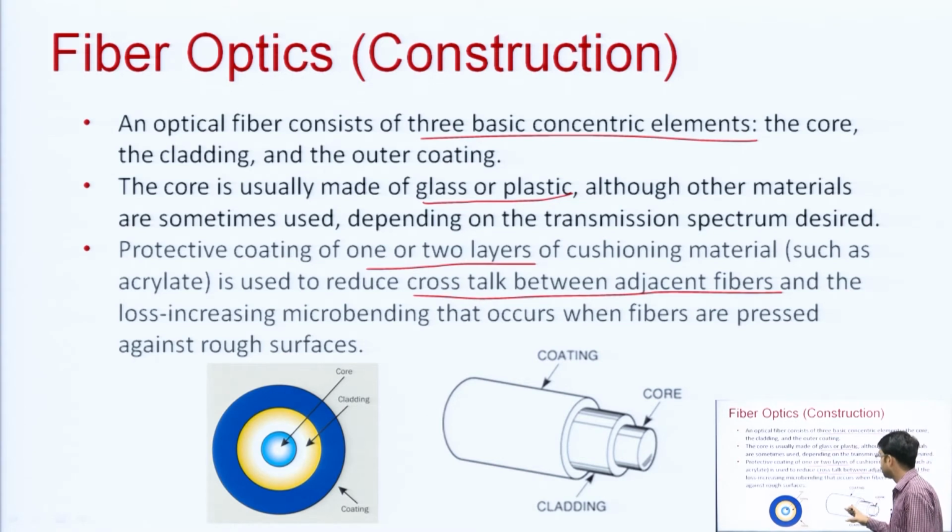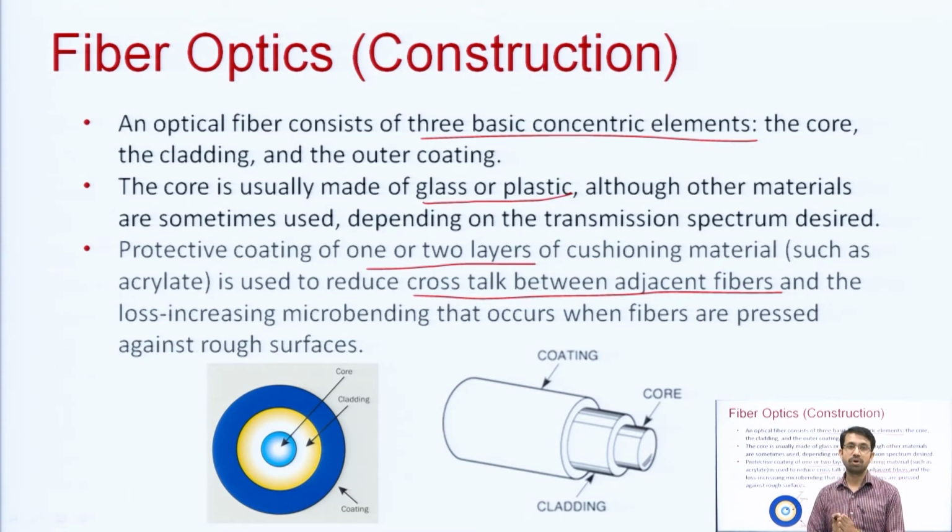If there are multiple fibers in a bundle, or if the fiber has to be laid at a place with hazardous environmental conditions, then cushioning and more coatings are used. Cushioning material is used to reduce crosstalk between adjacent fibers and the loss-increasing microbending that occurs when the fibers are pressed against rough surfaces.